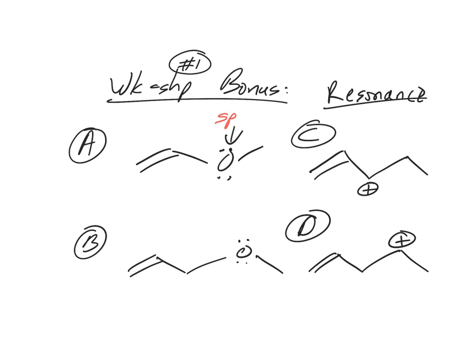sp2. That's correct. It wants to have a p orbital, a lone pair in that p orbital that can do resonance because it's next to a pi bond. Good. What about B? What's the hybridization state of that oxygen?